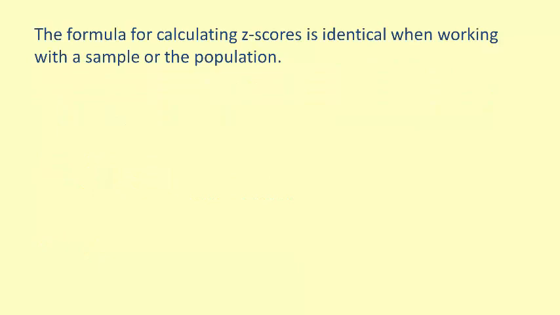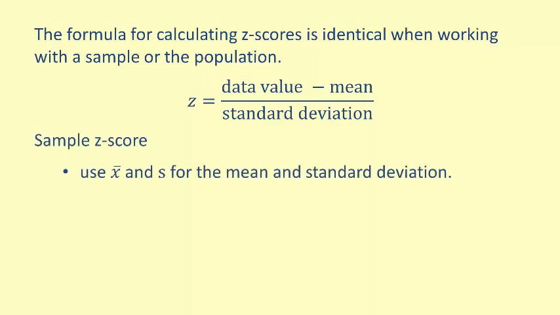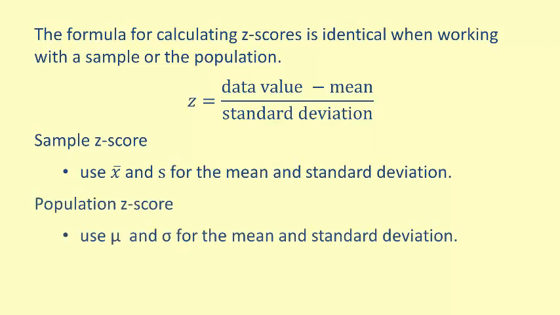The formula for calculating z-scores is identical when working with a sample or a population. The z-score equals the value when the difference between the data value and the mean is divided by the standard deviation. A minor difference when calculating a sample z-score is using x-bar and s for the mean and standard deviation, while the population z-score uses mu and sigma.